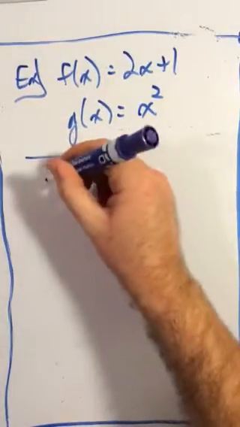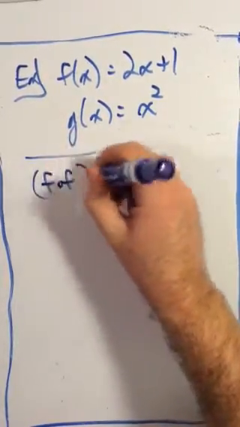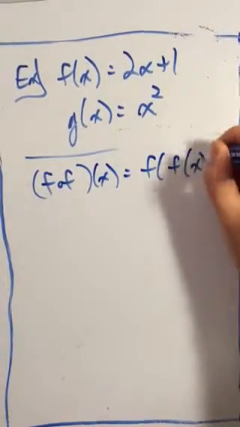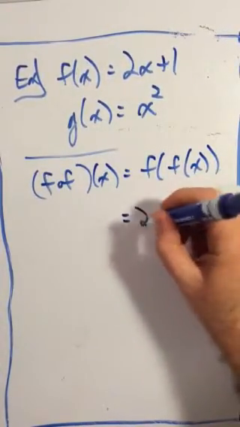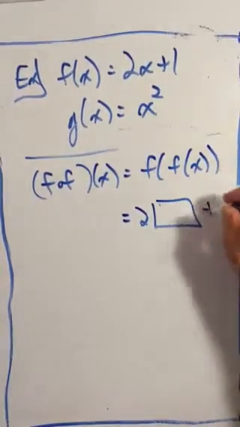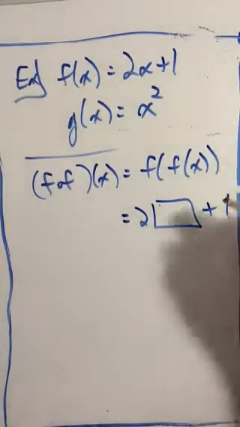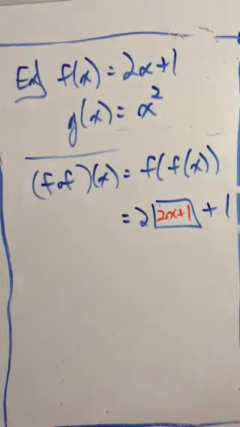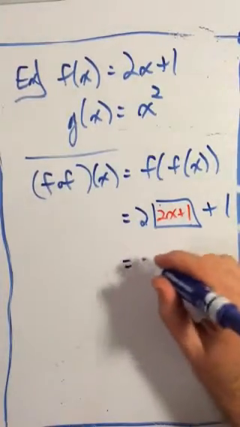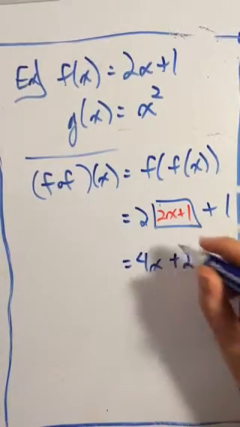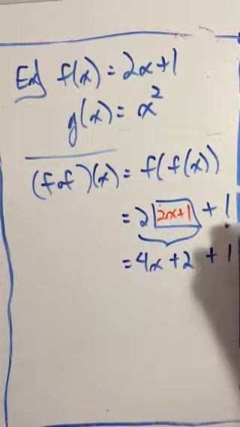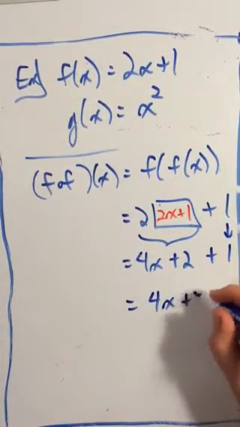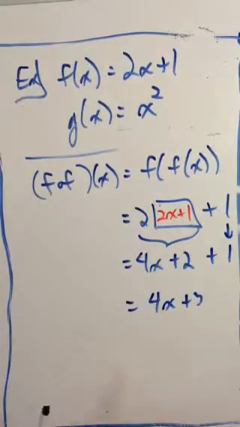Now the other two combinations. If I want f circle f, that is f of f of x. So that says I write down the formula for f, and then what I plug in there is the formula for f. So it's 2 times 2x plus 1, plus 1. So we can multiply that out. I get 4x plus 2 from this piece, plus this 1. So I should get 4x plus 3. And there's f of f.